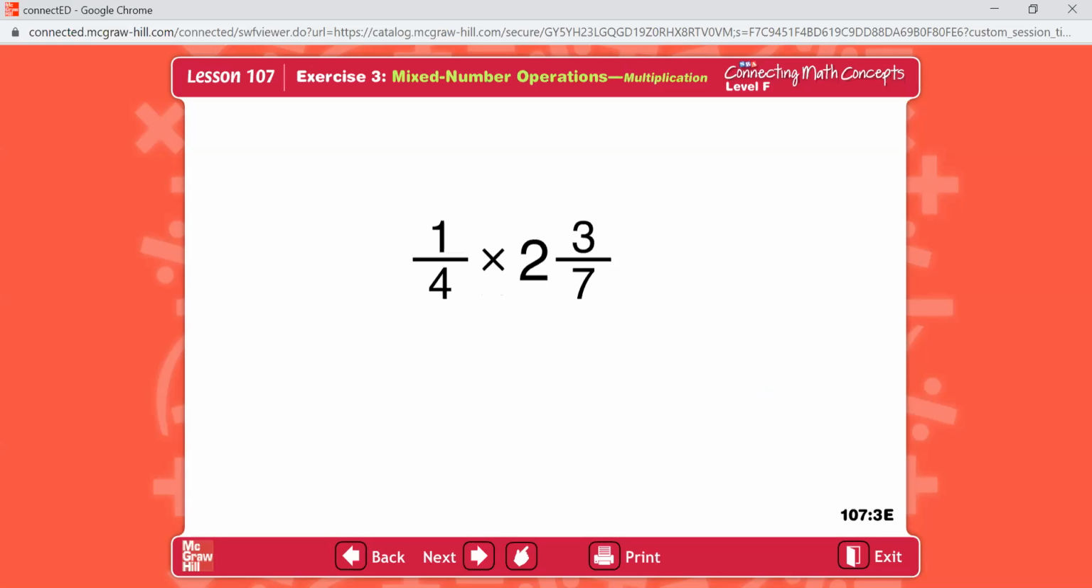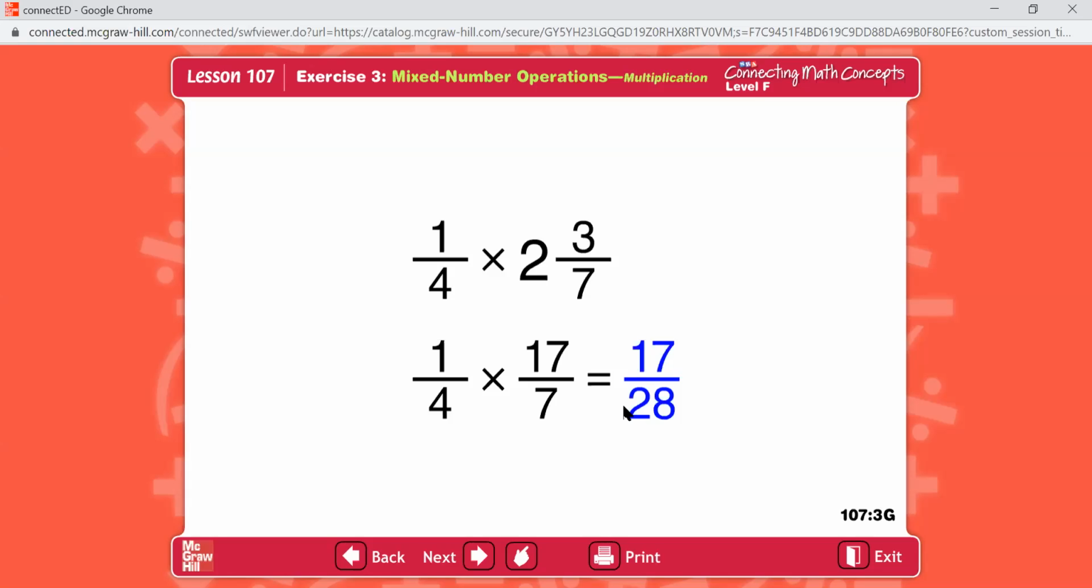Next, 1/4 times 2 3/7. Turn this into a fraction first. 7 times 2 equals 14. 14 plus 3 is 17. So this fraction becomes 17/7. Multiplying straight across gives us 1 times 17 equals 17. 4 times 7 equals 28. 17/28. This is not top-heavy, so this is as far as you can go.